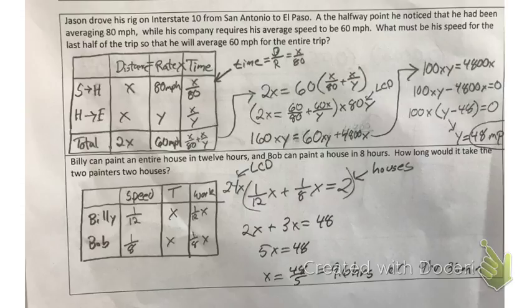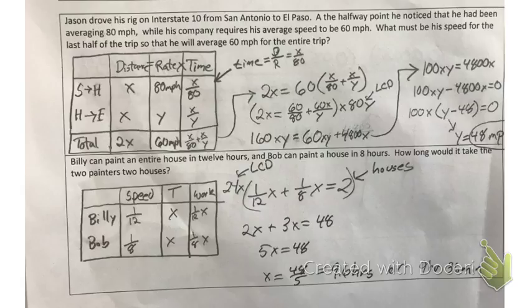For the one above it, Jason drove his rig on Interstate 10 from San Antonio to El Paso. At the halfway point, he noticed that he had been averaging 80 miles per hour, while his company requires his average speed to be 60 miles per hour. So all the information they gave us is he's going from San Antonio to El Paso and he stops halfway. So I just said San Antonio to halfway, and halfway to El Paso. And then they also give us the total average speed of 60 miles per hour. The distance to the halfway point is the same as halfway to the end point, which means our total distance would be 2x.